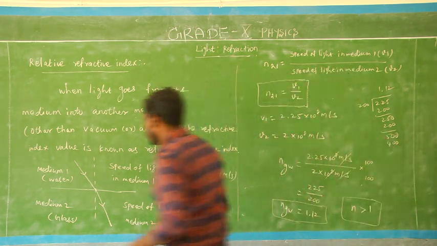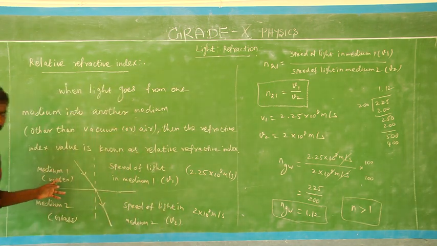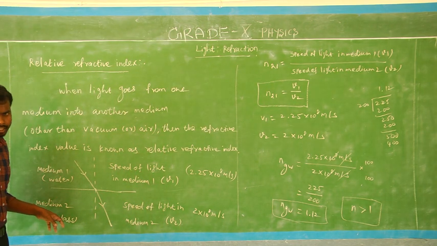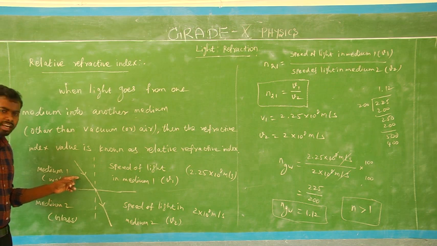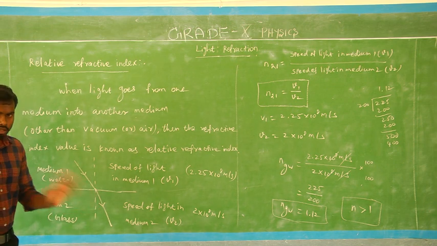Look here. This is the optically rarer medium and this is the optically denser medium. So when the light comes from the optically rarer medium to the denser medium, automatically the light speed slows down.